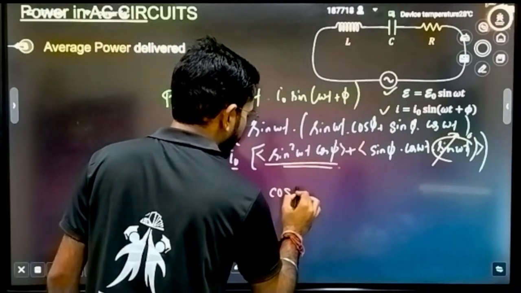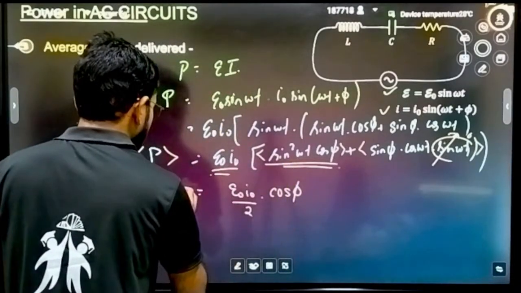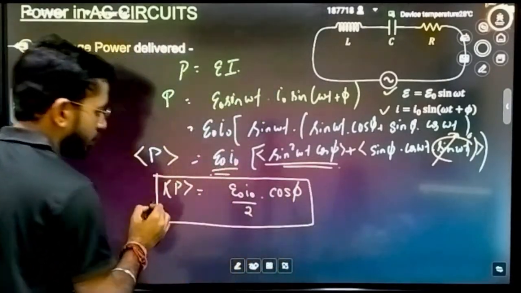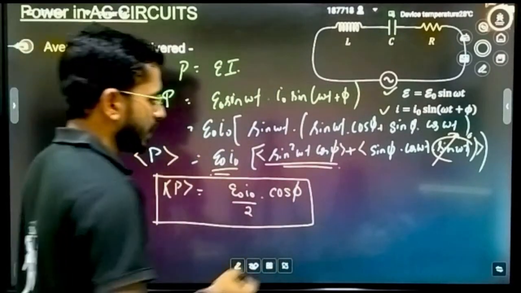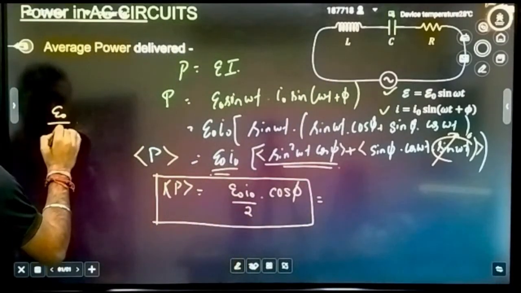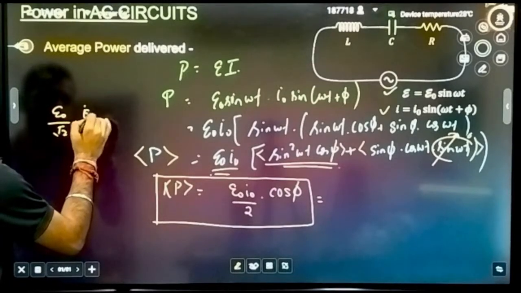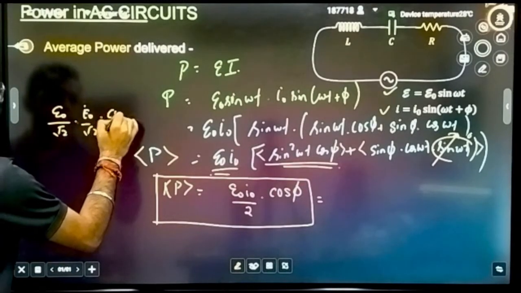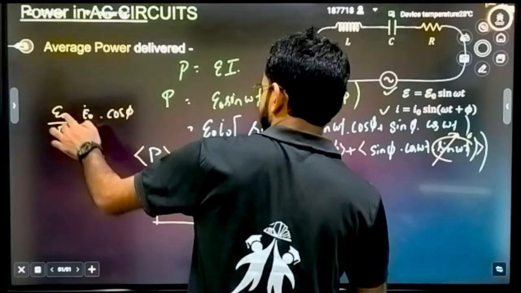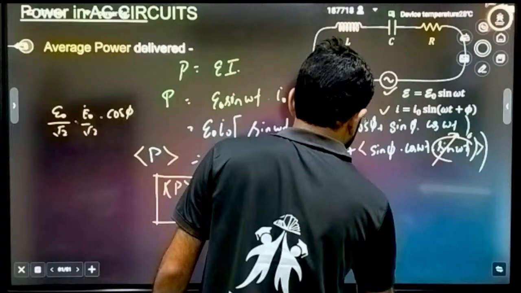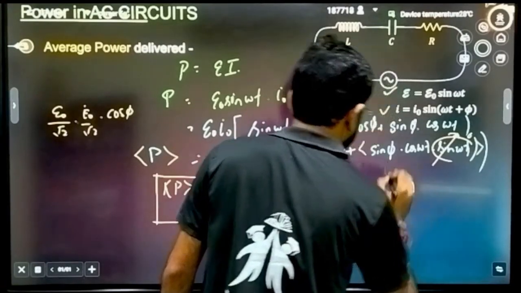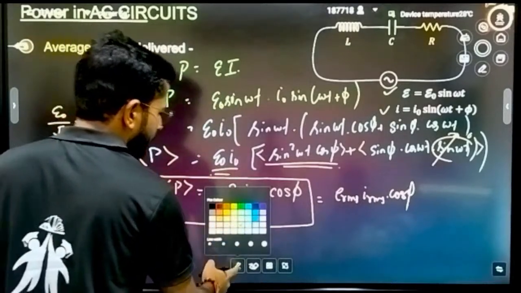E naught into cos of phi. So average power is defined by this formula: E naught I naught divided by 2 into cos of phi. It can be further written as E naught by root 2 into I naught by root 2 into cos of phi. That is nothing but E RMS into I RMS into cos of phi. This cos of phi is also called the power factor.